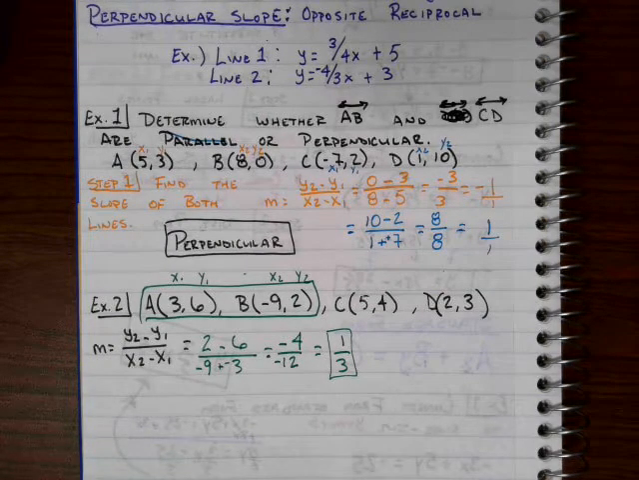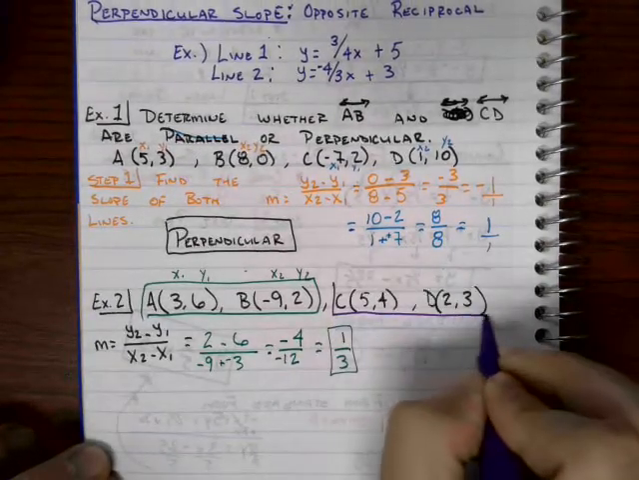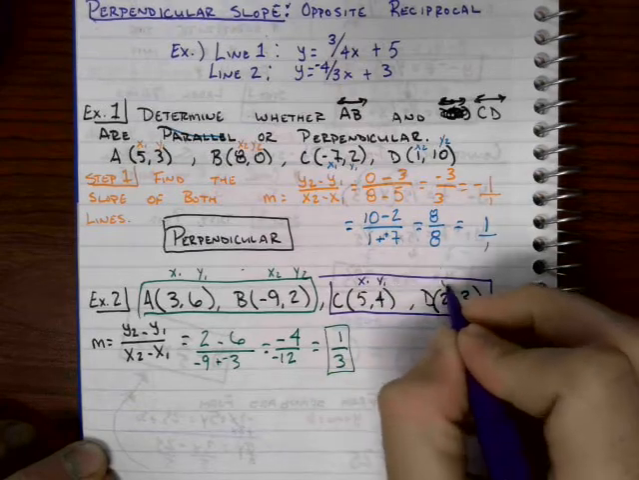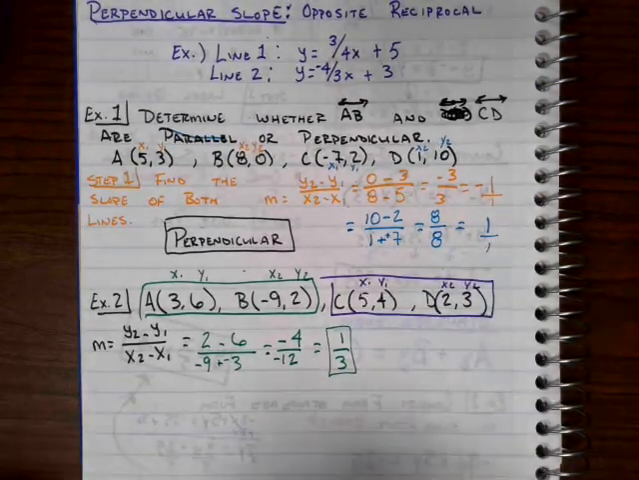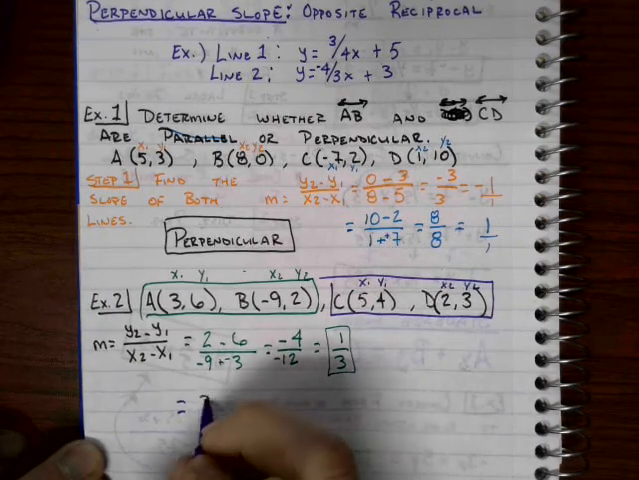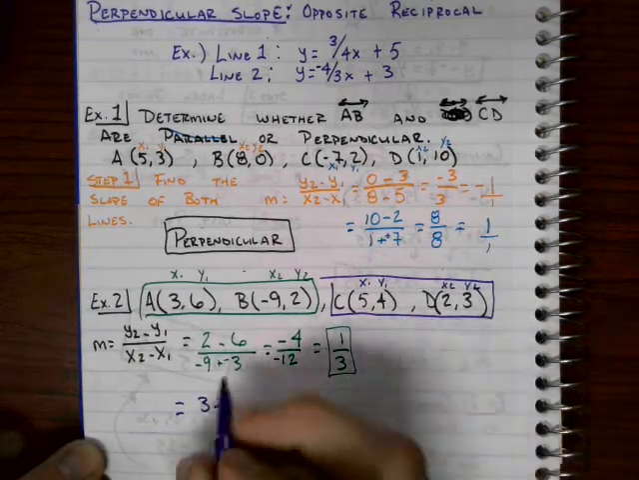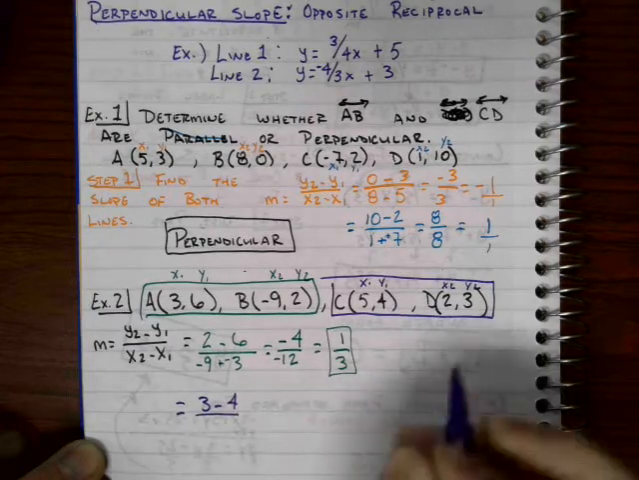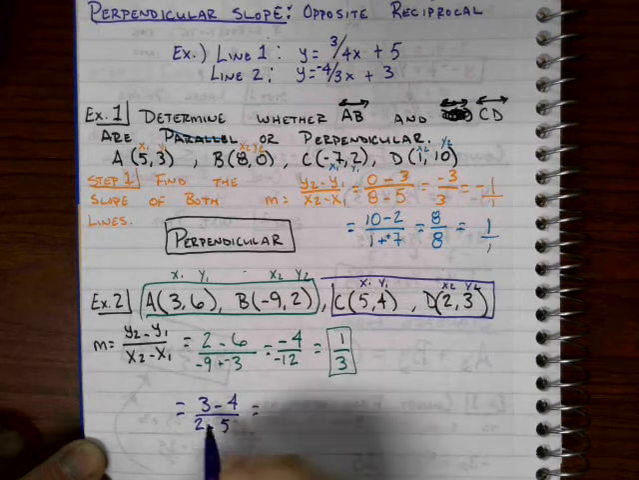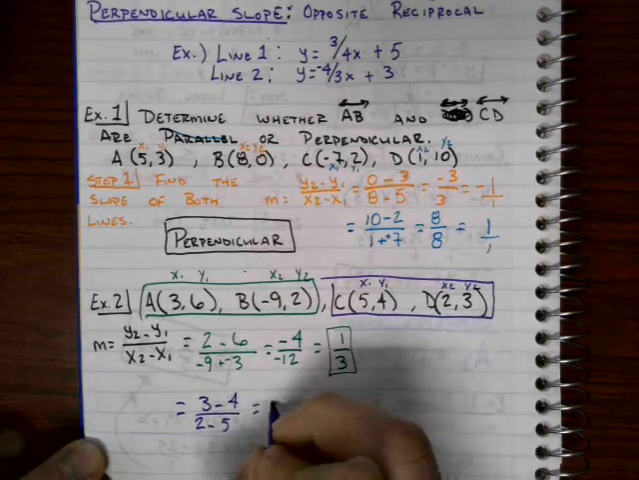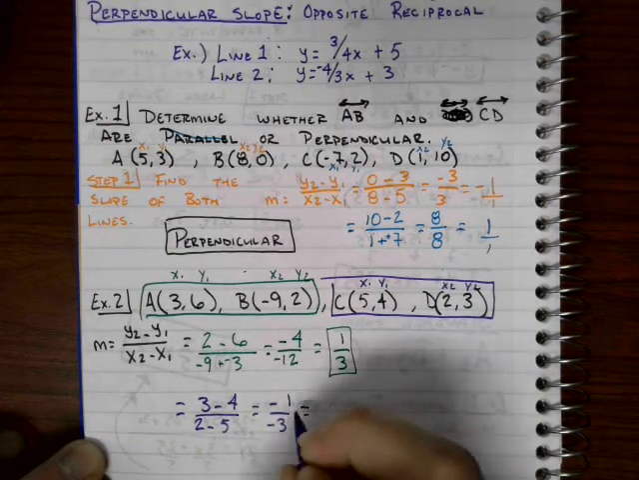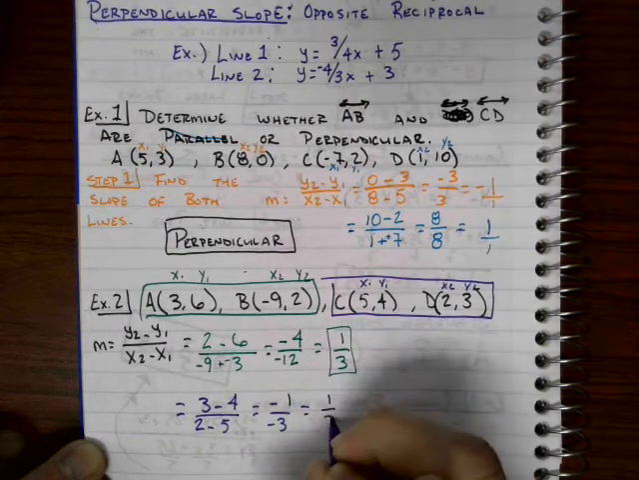So I'll look at CD, label my points, x1, y1, x2, y2. When I plug that in, for y2 we get 3 minus y1, which is 4, over x2, which is 2, minus x1, which is 5. So 3 minus 4 is going to give me negative 1. 2 minus 5 is negative 3. When I reduce that, those two negatives will cancel, leaving me with a slope of 1/3.